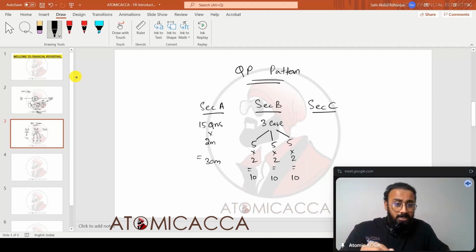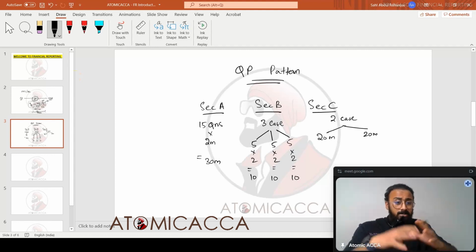Finally, we have Section C, where there are two cases. The first case is worth 20 marks, the second case is worth 20 marks. Here it is not MCQs, rather it is a constructed response question. So you have to construct your answer over here. So these are like long answers.